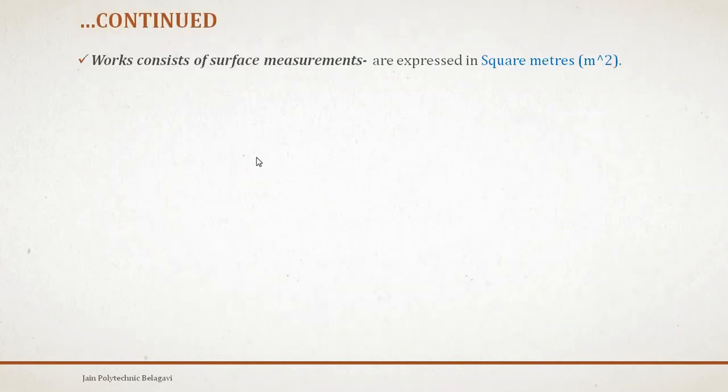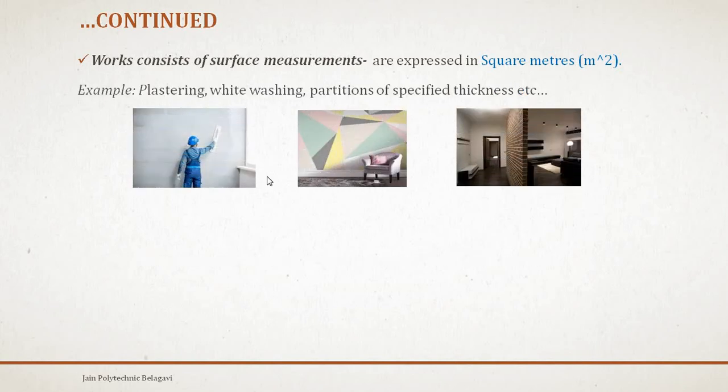Now coming to the discussion of area measurements or surface measurements. Area is calculated in unit of square meters. For example, plastering is one of the examples: plastering of 1 square meter area or 10 square meter area or 100 square meter area. Similarly, in the second image we have painting work. Painting, whitewashing for the buildings, exterior painting is all considered in square meter areas.